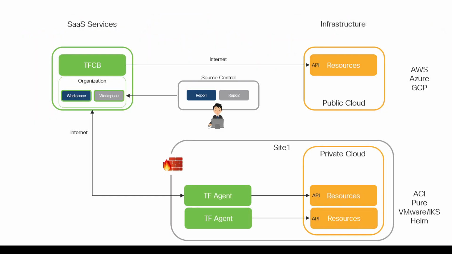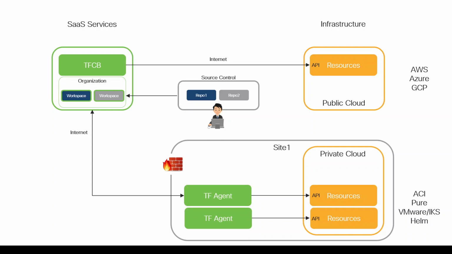All right, so this is a diagram that I put together, and I think it does a good job of describing the different infrastructure components and how they all communicate. Starting over on the right in orange, these are different types of infrastructure resources that we may want to create, whether they be in the public cloud or in the private cloud.